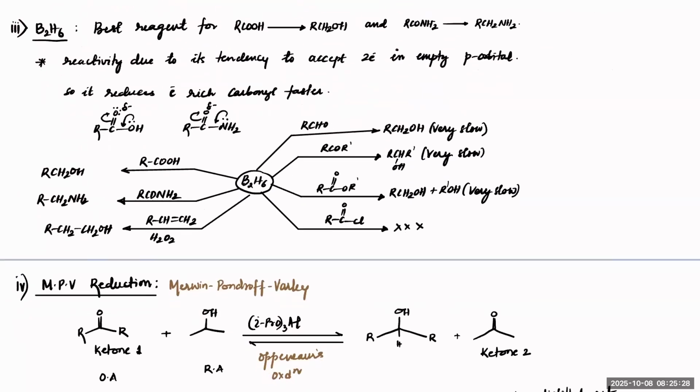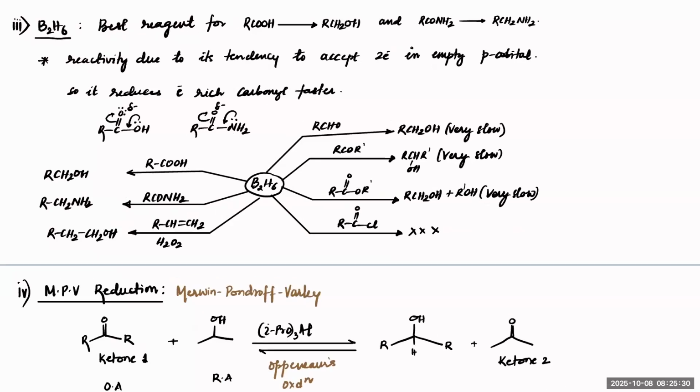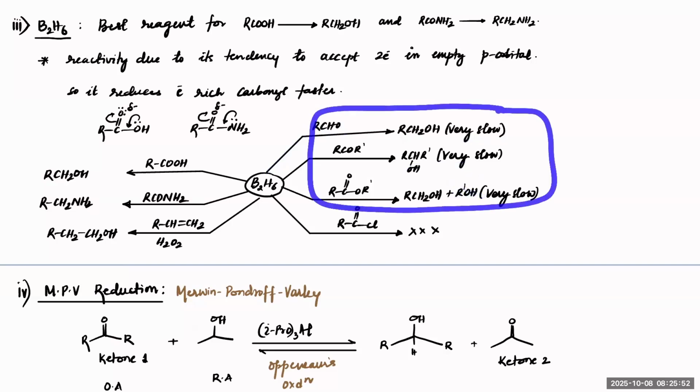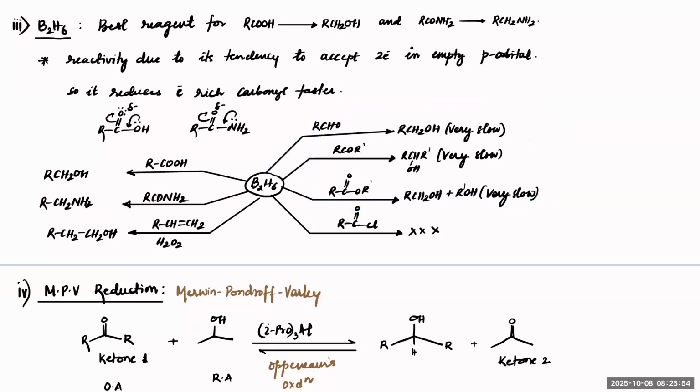Next, B2H6 reduction. B2H6 is best used for acids and amides. You can see best reagents for acids, best reagent for amides. When you react with aldehydes, it is an extremely slow reaction. Esters are also a slow reaction. So usually these three are considered to have not much product formation at all. Acid chloride also gives no reaction.